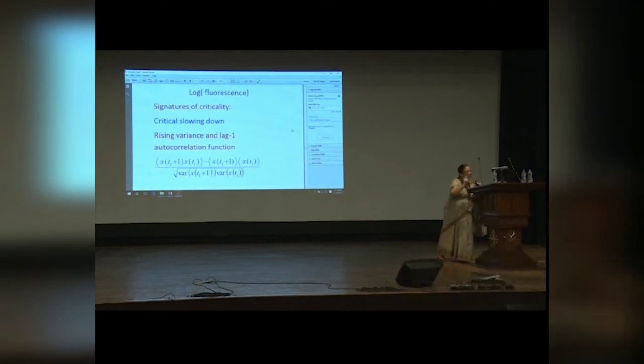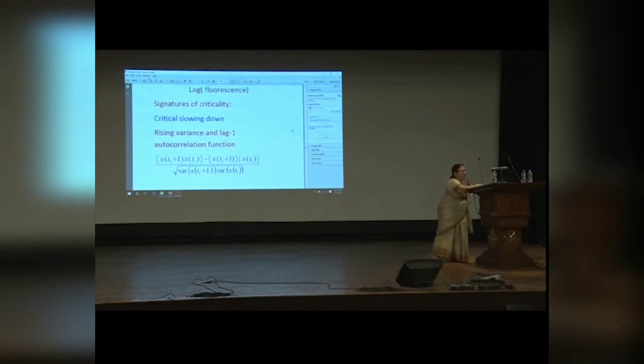Critical slowing down is one signature. Another signature is rising variance as you go towards the bifurcation point. And another signature is this lag1 autocorrelation function. This also increases as you go towards the bifurcation point. I can give you physical insight why this is so, but for lack of time, just accept my words. This is the lag1 correlation function. It is a measure of how much the state at time t plus 1 resembles the state at time t.